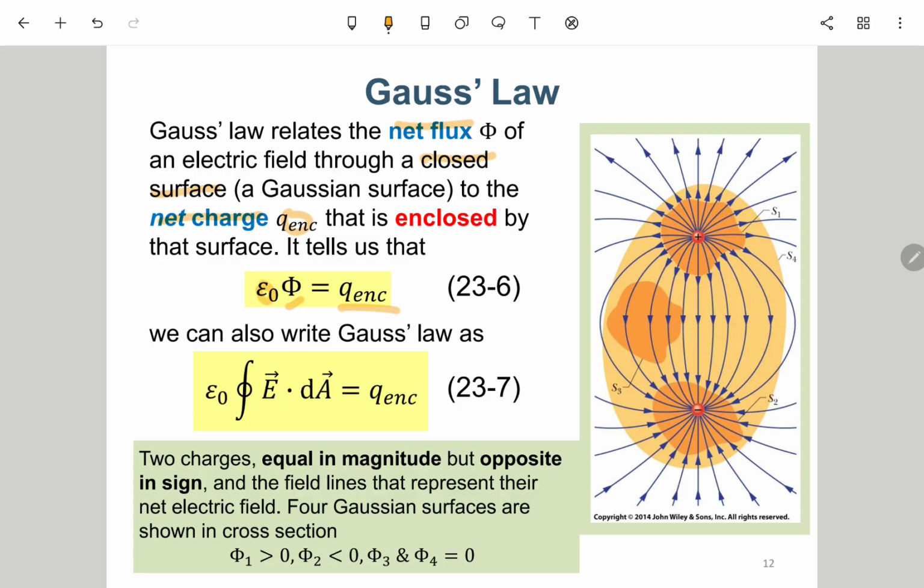Okay, so it's just like F equals MA, just a multiplication, so we cannot do too much. So here we just try to write it as an integration, to replace this phi with the definition of the net flux, as the closed surface integral.